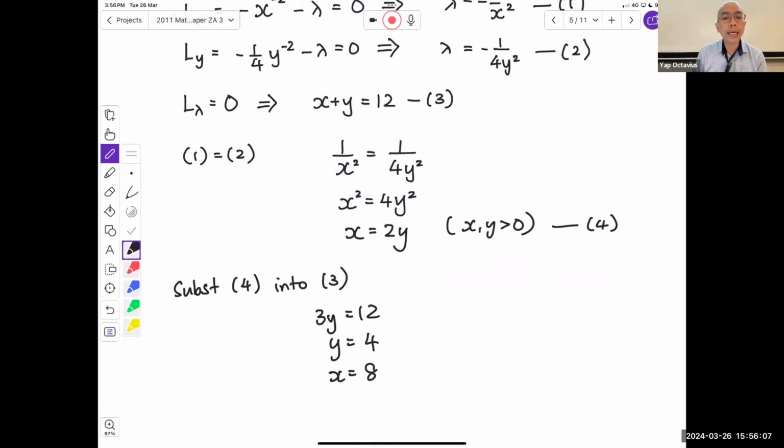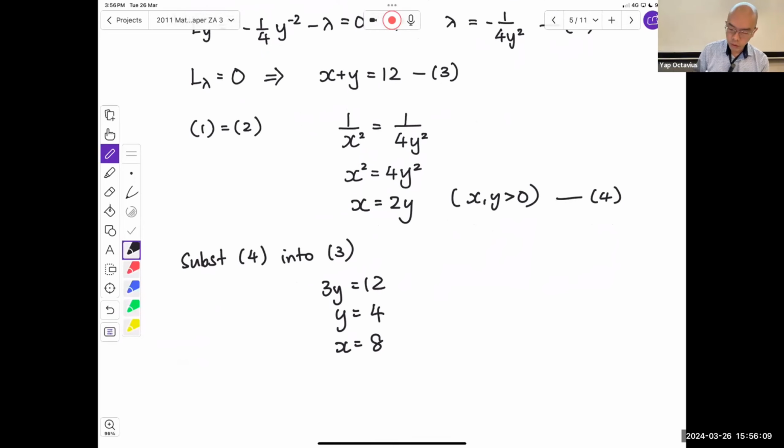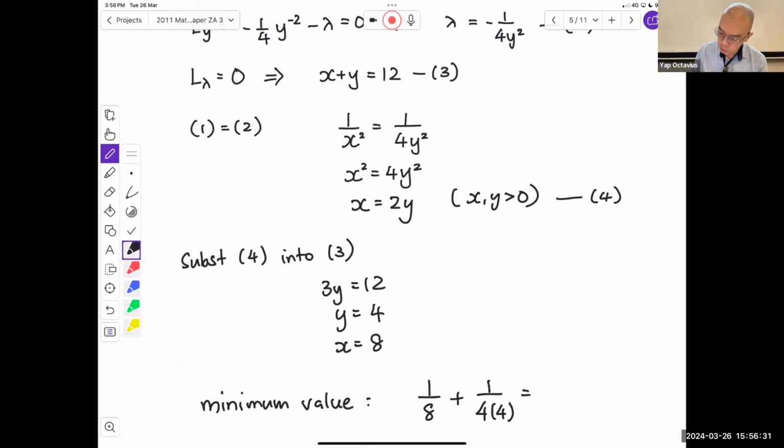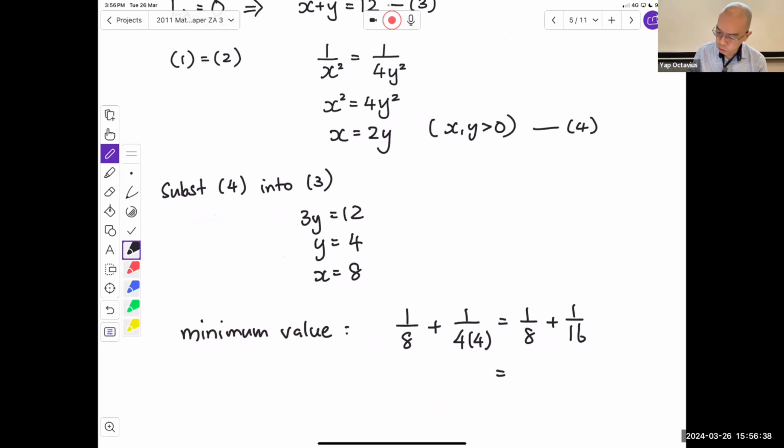So now we need to calculate the minimum value. So minimum value, you get 1 over x, 1 over 8, plus 1 over 4 times 4. So this should give you 1 over 8 plus 1 over 16. So this is equal to 3 over 16. Okay, and then that's it. We're done.